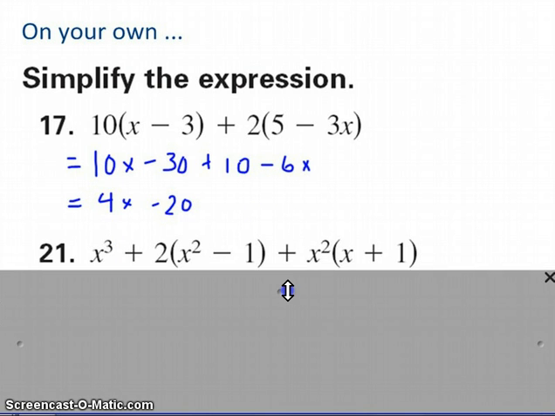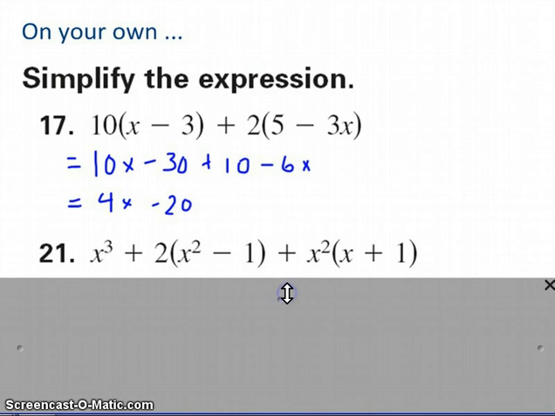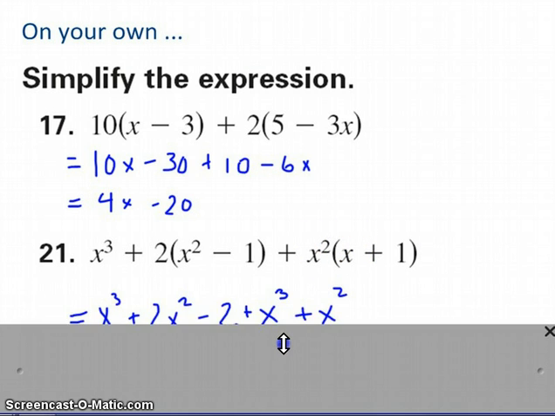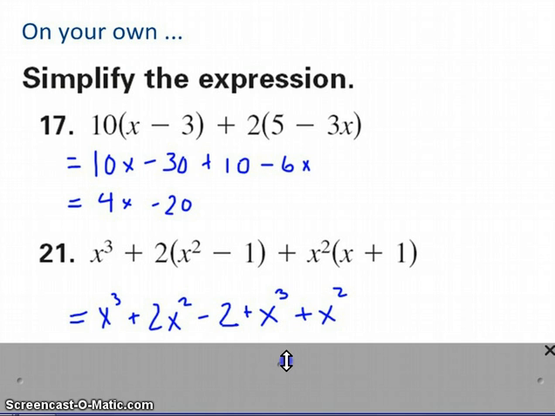The second one, 21. All right, in this case, again, I'm going to distribute. I can't put x cubed together with x squared minus 1, and I can't put x squared minus 1 together with x plus 1. But I can distribute that too, and I can distribute the x squared. Distributing the x squared might be the most confusing part. X squared times x is x cubed, right? And x squared times 1 is x squared. So you should end up with these 5 terms.